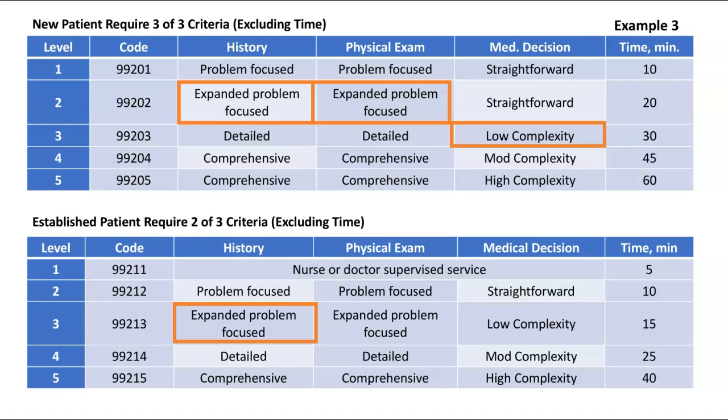For an established patient, we have expanded problem-focused, and low. So here we got a 99213. All 3 of these happen to be on the level 3. Even if the MDM would have been straightforward, the history and the physical exam would have put you at a level 3 office visit.